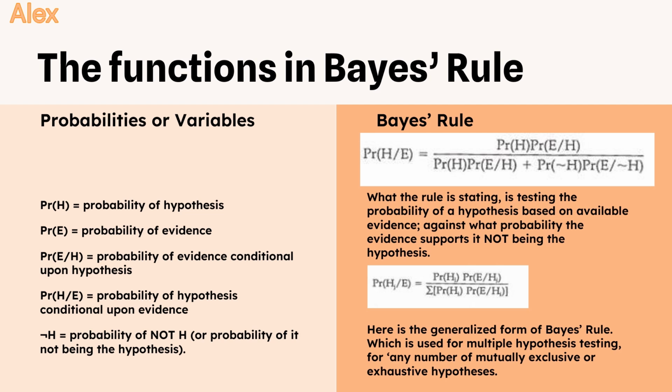Now we have the functions in Bayes' rule, or the probabilities and variables. We have the probability of the hypothesis, the probability of the evidence conditional upon the hypothesis, the probability of the hypothesis conditional upon the evidence, which is what we're searching for, and the negation of H, which is the probability of it not being the hypothesis. Here's Bayes' rule restated. Underneath this is the generalized form of Bayes' rule, which is used for multiple hypothesis testing, for any number of mutually exclusive and exhaustive hypotheses.